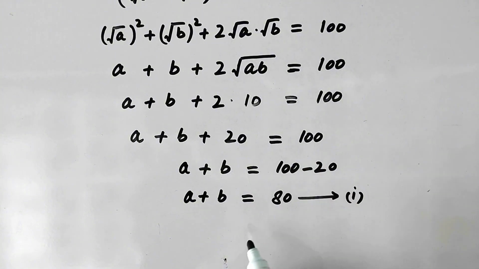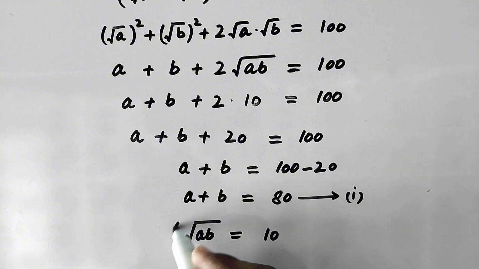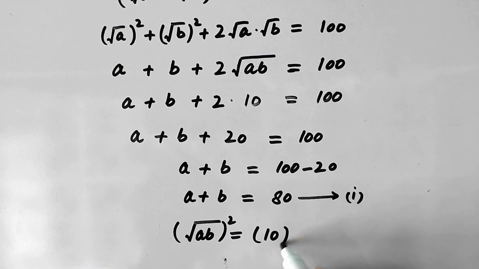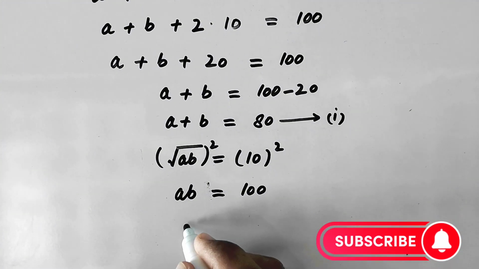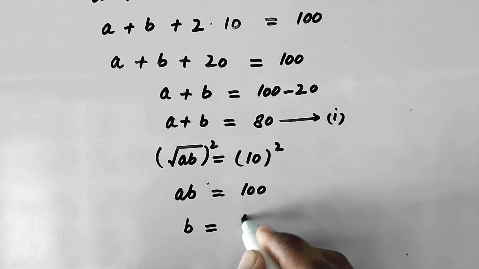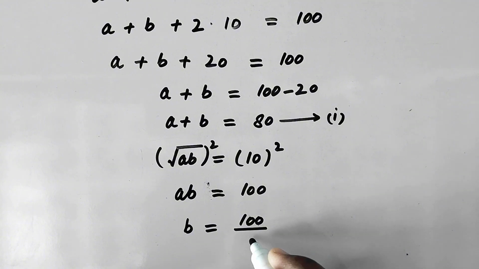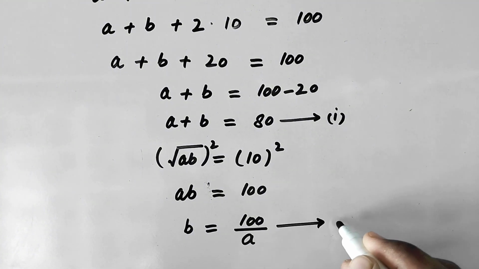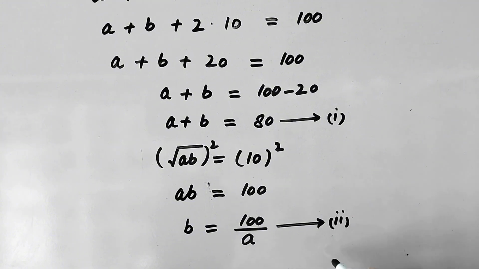And now let us deal with the other equation, that is square root of a times b is equal to 10, and by taking squares on both sides, here we will get a times b equal to 100, and here b will be equal to 100 divided by a, and we will mark this equation as equation number 2.